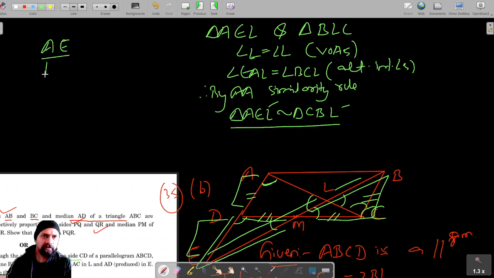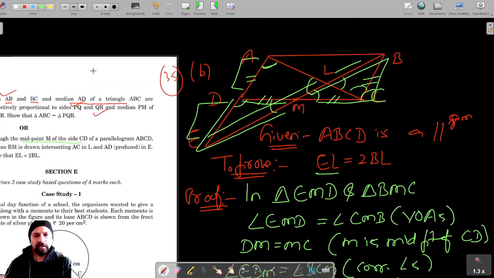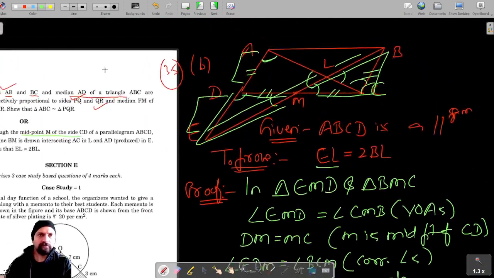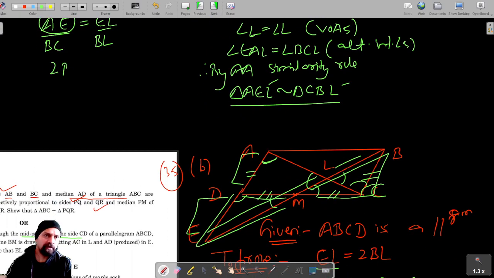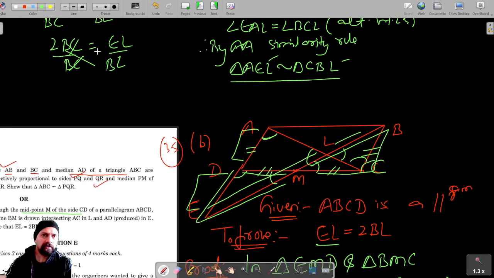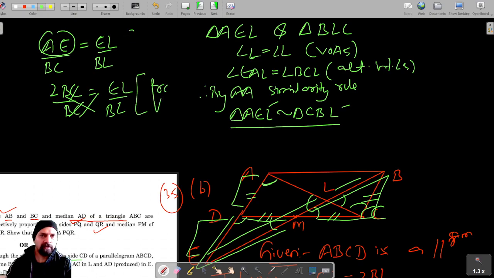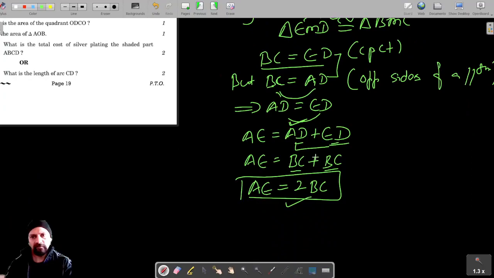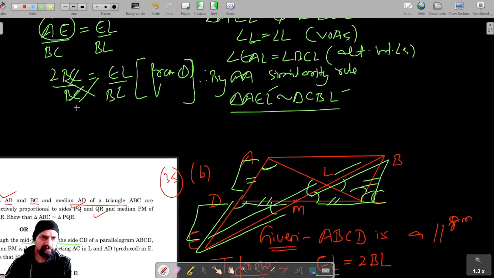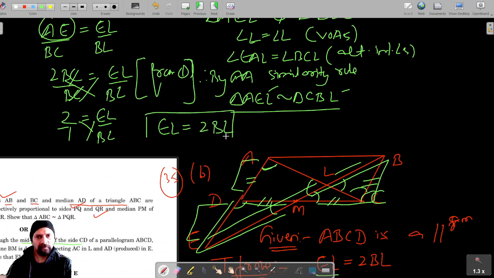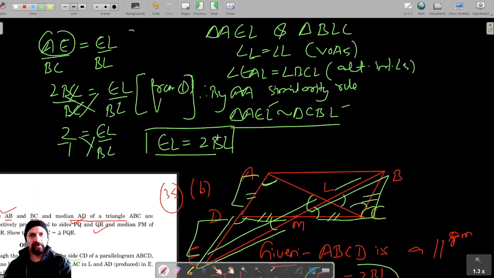So I can write AE by BC is equal to EL by BL. Now AE is 2 times BC, which we get from the earlier result, so for AE I can write 2BC by BC, equal to EL by BL. BC gets cancelled, so this is 2 upon 1 is equal to EL by BL. If we cross multiply, EL will be 2 times BL. So this is what we had to prove: EL is equal to 2 times BL.